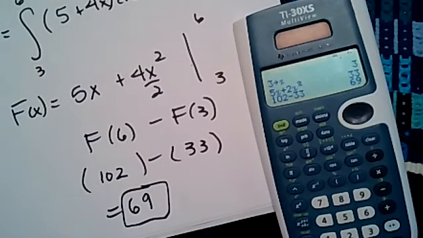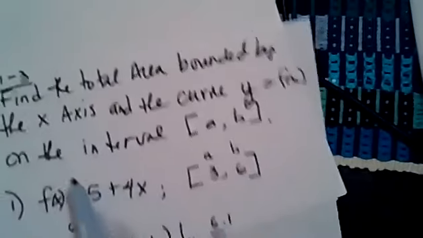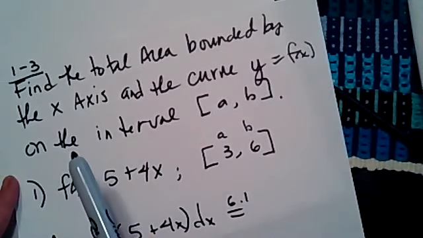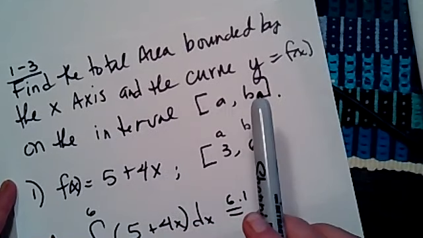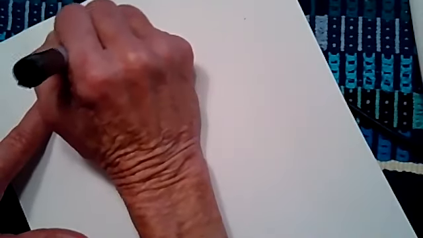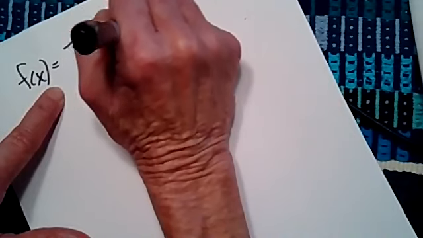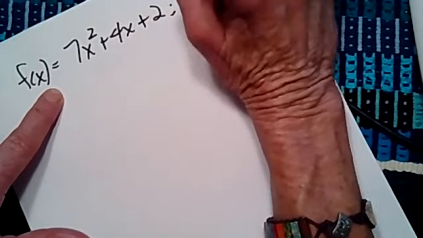Okay, all right. So remember, the directions are the same for 1 through 3. We're going to find the area. They're going to give us a function, and we find the total area bounded by the x-axis and the curve on the given interval. So in number 2, they give us f of x equals 7x squared plus 4x plus 2, and the interval is from 5 to 6.